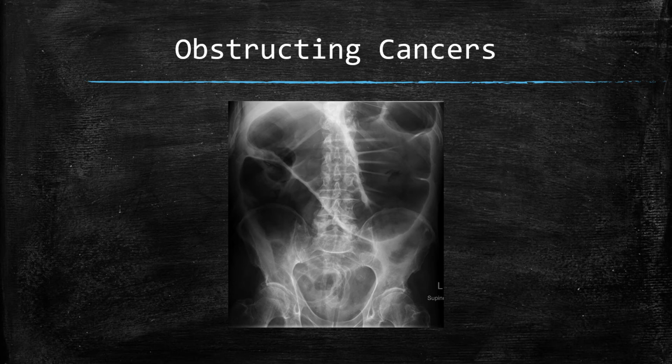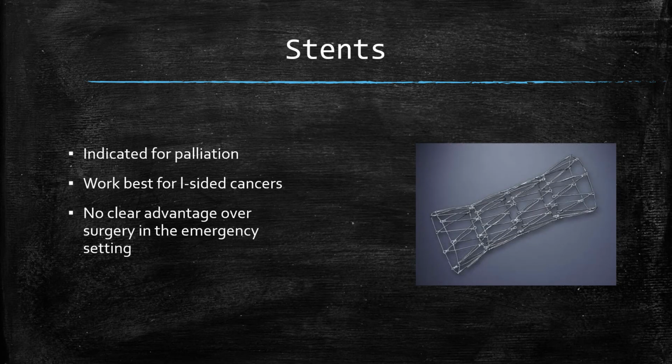Let's talk about a few of the emergency indications in cancer surgery. The first will be the obstructing colon cancer. This will usually be located in the sigmoid or the rectosigmoid. One decision that will have to be made early on is whether this patient who's obstructed on the left side should have a stent. Stents are clearly indicated for palliation. So if our patient had multiple liver or lung metastases and a stent could be safely placed, that may well be the best approach for this patient. You could avoid a major operation.